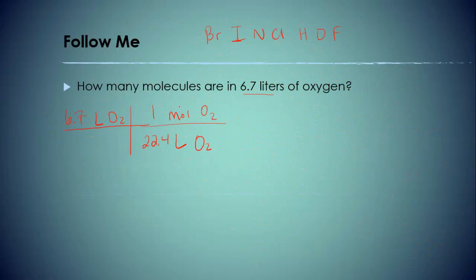How did I know to go to mole? Because again, they're mole problems, and I can't get from liters to molecules, so I have to get to mole. Liters of oxygen cancel. I need to put moles of O2 in the next fraction at the bottom, and then I can go from moles to molecules because we've been doing this for a while. 1 mole of oxygen would have Avogadro's number, or 6.02 times 10 to the 23rd molecules in it. So moles of O2 cancel.